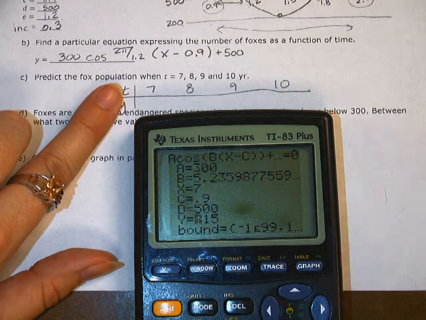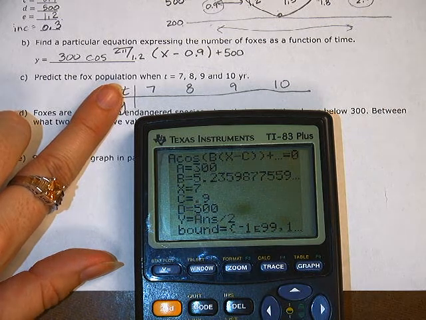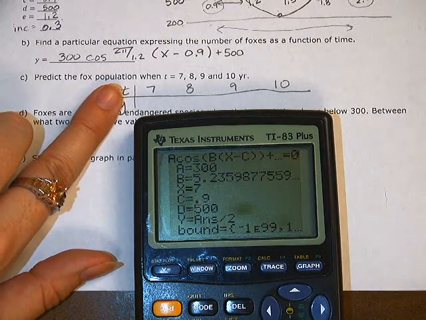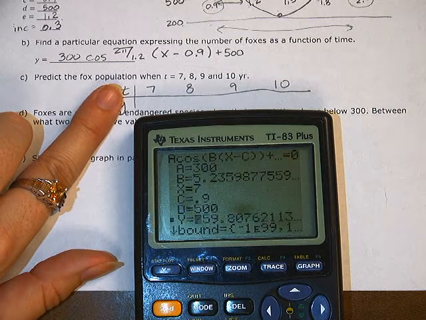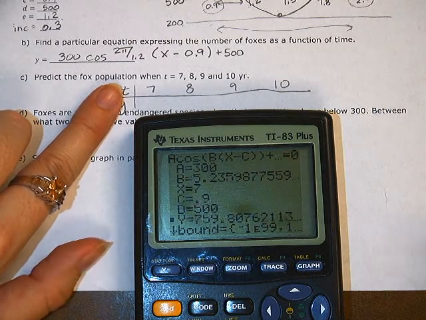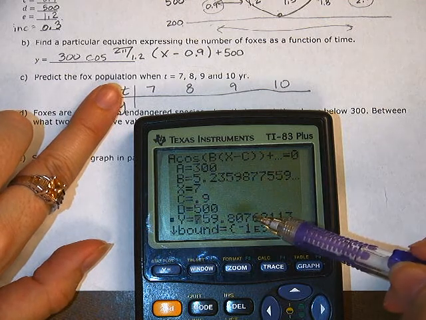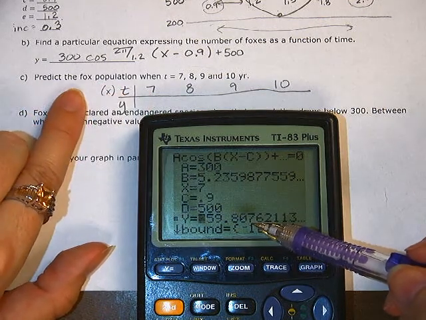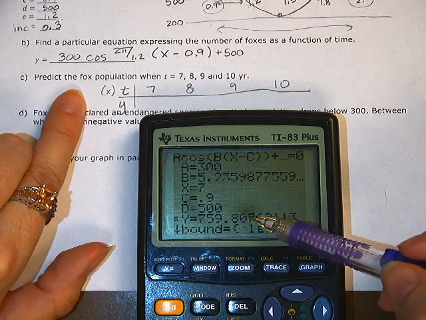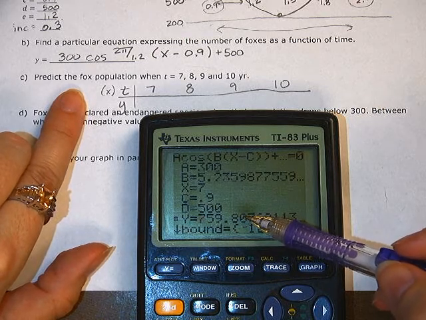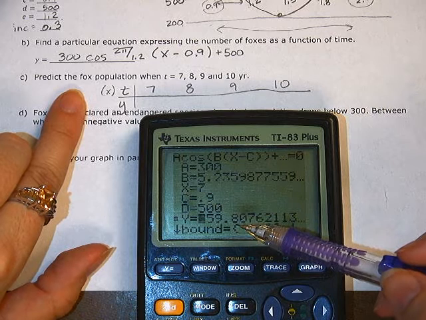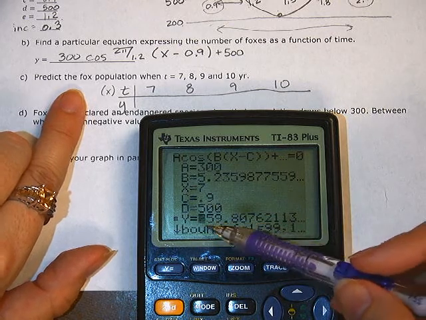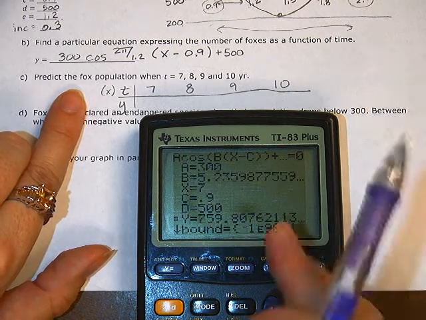And my y for 7 is, I pushed the wrong button, 759.80. But what were we looking for? We were looking for how many foxes there were. I don't like the idea of having 0.8 foxes. It makes sense to round off to a whole number of foxes. So this is going to round off to 760 foxes.